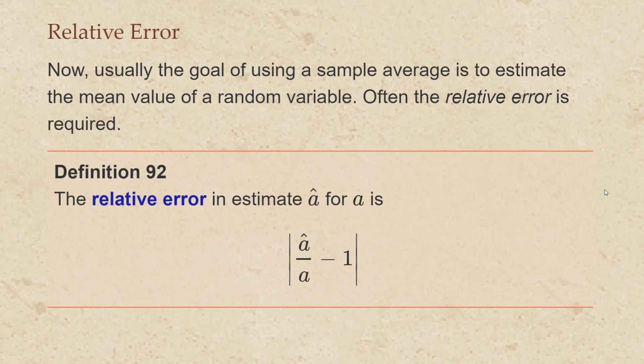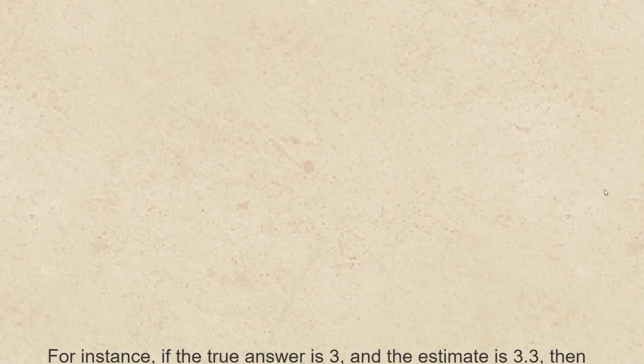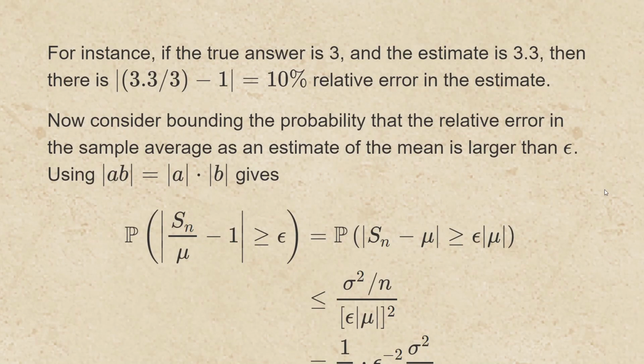Now, usually the goal of using a sample average is to estimate the mean value of a random variable. Often, the relative error is required. The relative error in estimate hat A for A is the absolute value of hat A over A minus 1. For instance, if the true answer is 3 and the estimate is 3.3, then there is an absolute value of 3.3 over 3 minus 1, or 10% relative error in the estimate.